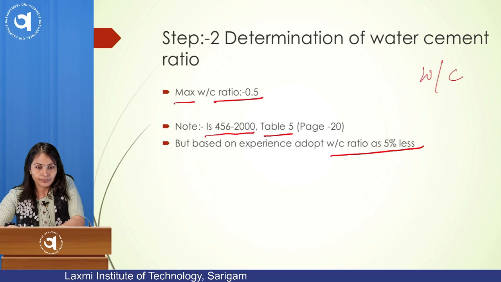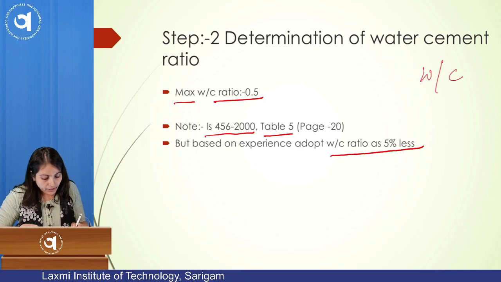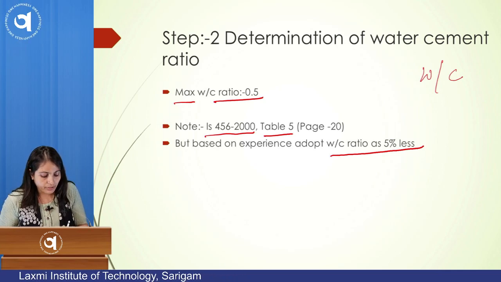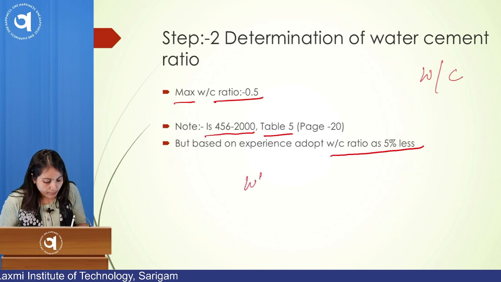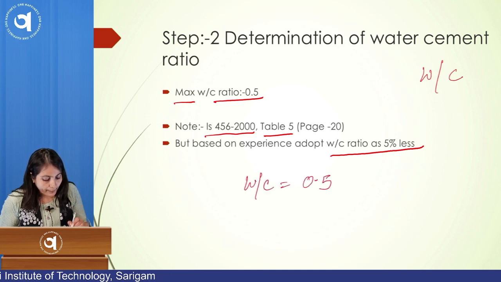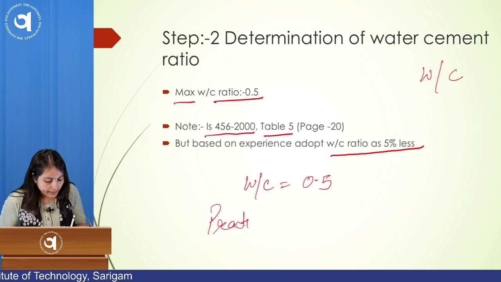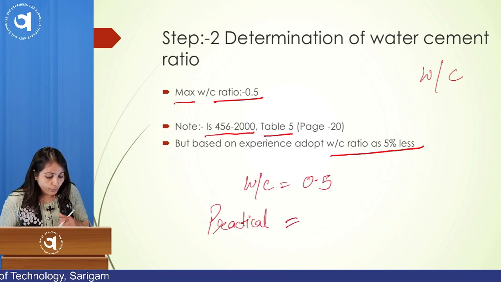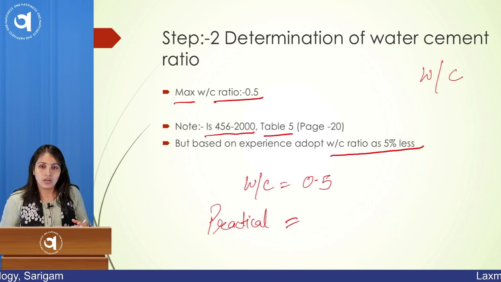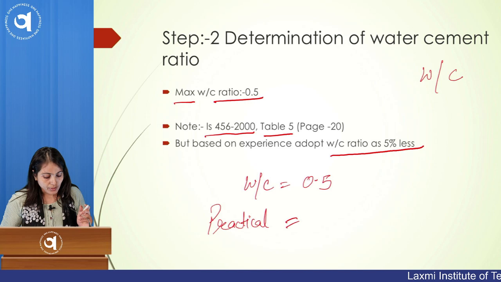It means that from the IS code, if you have this water cement ratio as 0.5, but in practical experience you will decrease this by 5%, as we know that if you decrease the amount of water, your strength, your durability, your permeability will be okay. So we always try to take a minimum water content. Okay, so here it is the maximum water content, so we will reduce this by 5%.